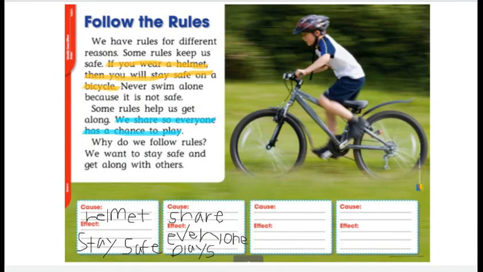I know there is one. It wasn't really obvious, and we might have to do a little bit of thinking for it, but it says to never swim alone because it is not safe. So our cause is that we would never, or let's just rephrase it a little bit. If we did decide to swim alone, that would be our cause. I'm going to say swim alone. What might happen if we do swim alone?